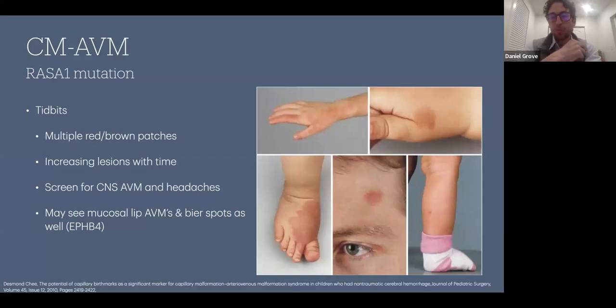Sometimes you might also see beer spots in these patients, or you might also see tiny AVMs on the mucosal lip, which might confuse you for an Osler-Weber-Rendu or HHT differential. But then when you look at the rest of the skin, you'll see these red-brown AVMs mimicking capillary malformations.